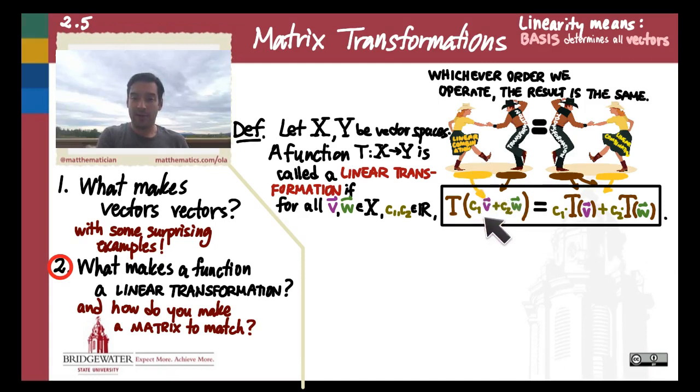That the result of doing a linear combination of these two vectors first, using c1 and c2 as the weights, and then applying my function, is the same result as applying my function to these vectors first, and then forming the same linear combination of the results.